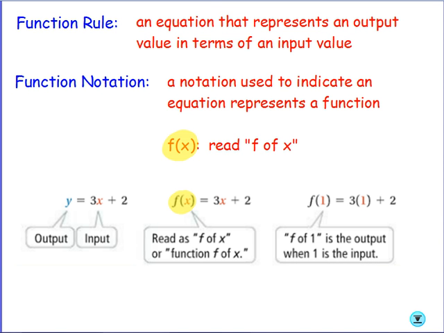You can find f of 1, and that's how you say that, "f of 1." They're simply wanting you to take the 1 and put it where the x normally is, and then solve. 3 times 1 plus 2 is 5. What that means is 1 is the input and 5 is the output. They're wanting you to find the output when the input is 1. So we're going to practice that skill on a couple of examples.